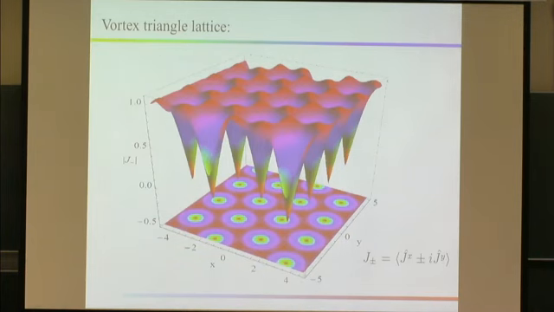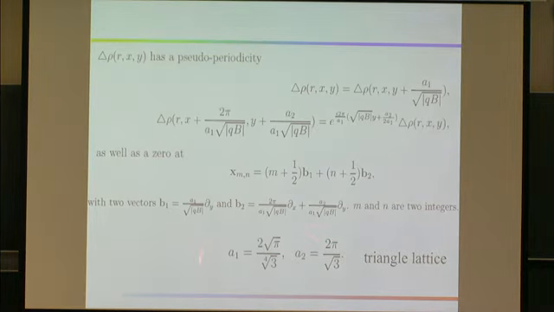Here we choose the figure here. We choose the dual operator. This is the J minus case, Jx minus iJy. This is the dual operator. This is the profile. This is the contour. This is just the triangle lattice solution. Of course, here we just assume A1 and A2 are this way.